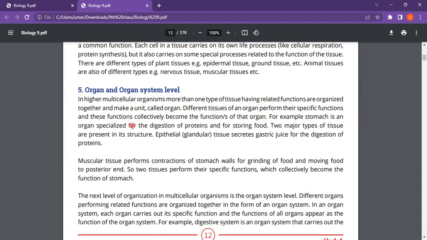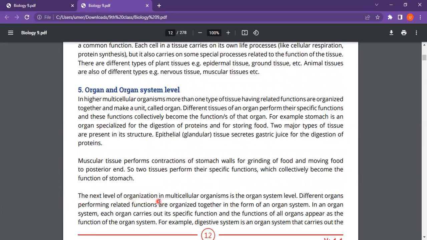For example, the stomach is an organ specialized for the digestion of protein and for storing food. Two major types of tissue are present in its structure: epithelial tissue and glandular tissue. Glandular tissue secretes gastric juice for the digestion of protein. Muscular tissue performs contraction of the stomach walls for grinding of food and moving food posteriorly. So each tissue performs its specific function, which collectively becomes the function of the stomach.